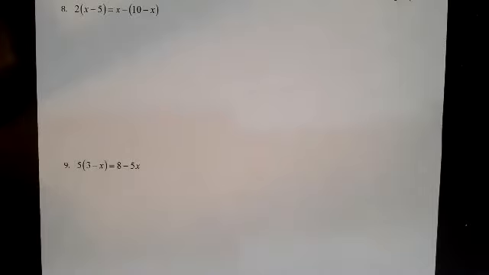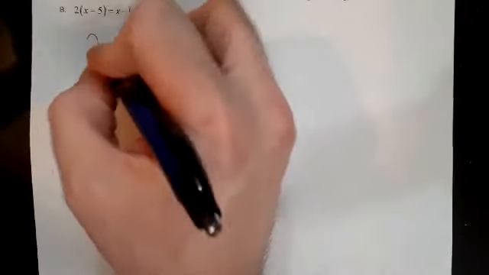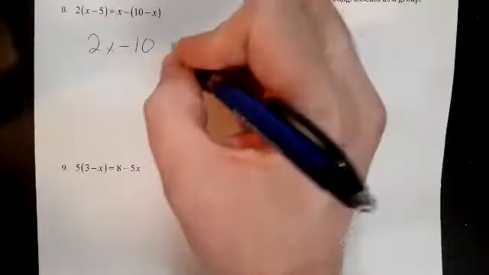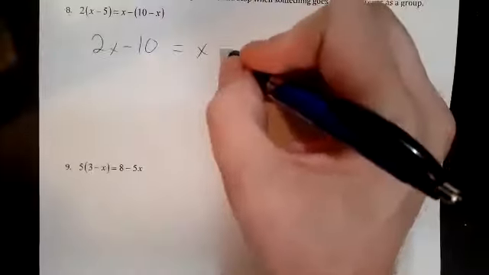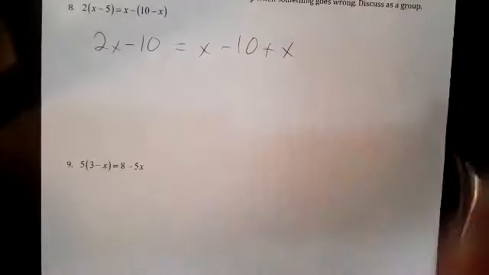But we want to think about, like, what is a solution? And I talked about it earlier, where it's that search for truth, right? And so we're looking for truth. We're looking for values of the variable that make things true. And so if I'm looking at this thing, looks like 2x minus 5 equals x minus 10 minus x. I have to do some distributing. So let's do some distributing. 2x minus 10 equals x. We do minus 10, and it's a plus x now.